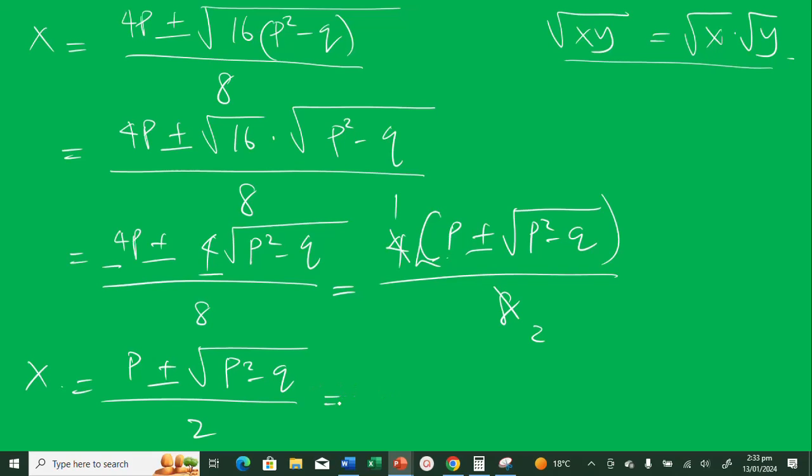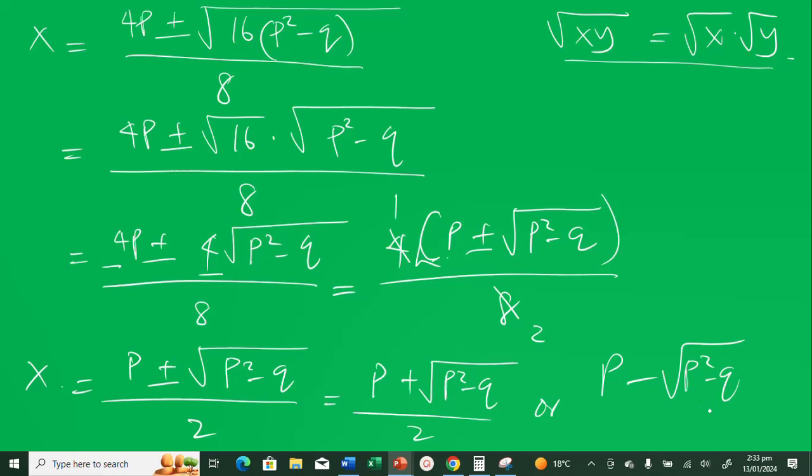So the value of x now is p plus the square root of p squared minus q, all over 2, or p minus the square root of p squared minus q, all over 2. So this, or this, is the value of x.